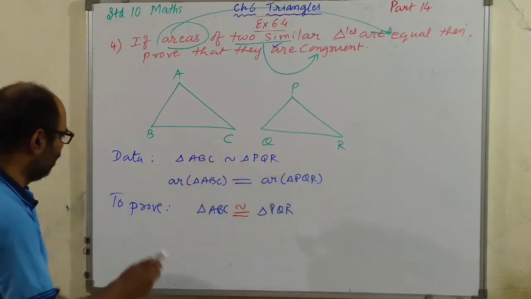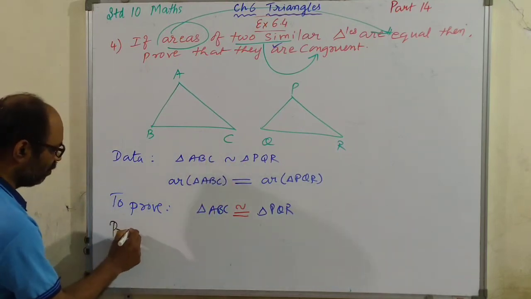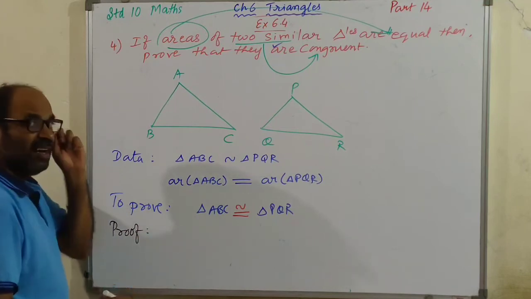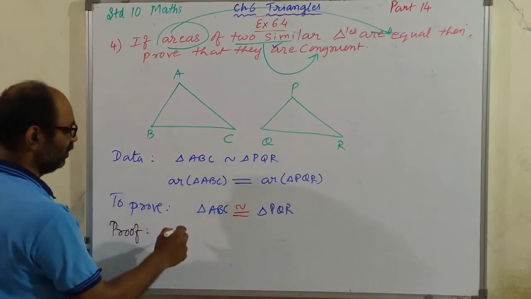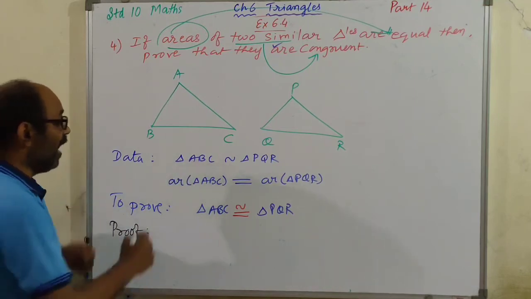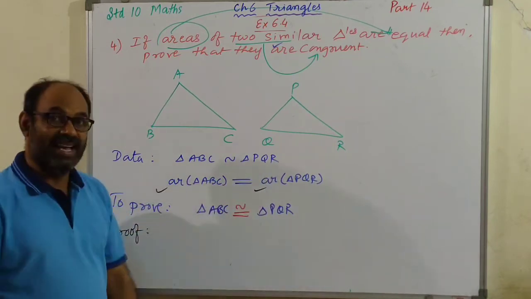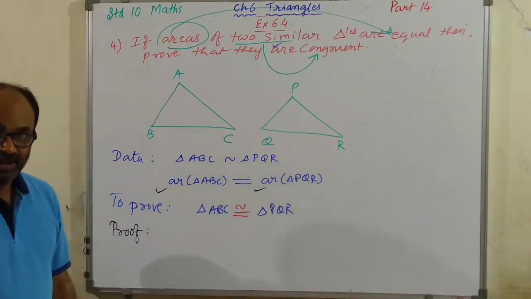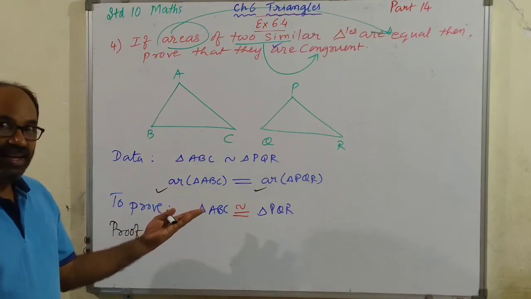So I'll take that proof. Fine. Why not area? I'll take the result of area and I'll take the corresponding sides. Right?